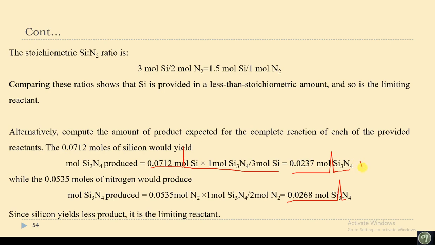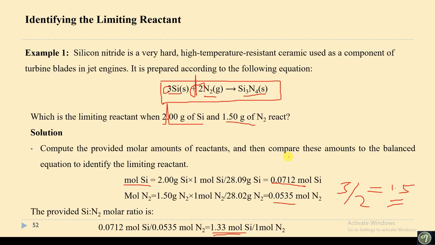This would be the lesser one, so silicon would be the limiting reactant. So using these two methods we can calculate the limiting reactant. After we know the limiting reactant, we can do stoichiometric calculations, mass, volume or mole type of calculation. Any stoichiometric calculation employs the limiting reactant, so to get the theoretical yield we necessarily have to use the limiting reactant. So using these two methods we can identify the limiting reactant, then we can predict the theoretical yield.